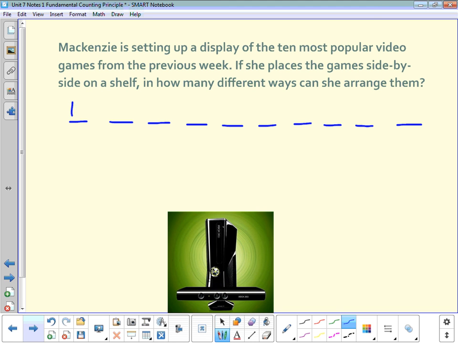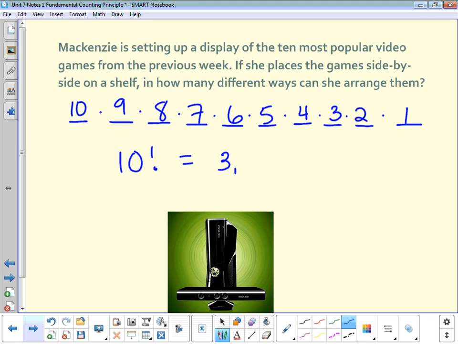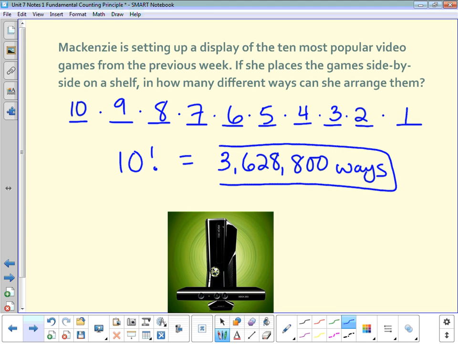So once we have 10 options for the first spot, once we put 1 there, then we only have 9 options for the second spot, 8 for the third, and so on, all the way down to the very last spot when there'll only be 1 option left. So I take all of those and multiply them, which again is 10 factorial. When we plug that into our calculator, we should end up with 3,628,800 different ways that we can arrange the video games.